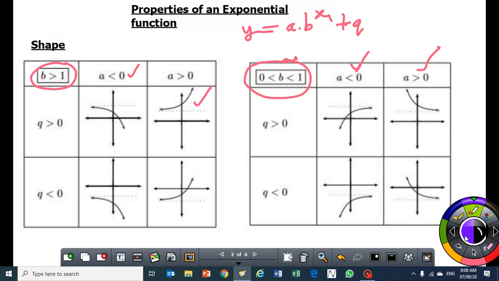Okay? So you need to be familiar with the shape. Whenever you get the function, you must have an idea of how the graph is going to look. Okay? The exponential function is a curve.